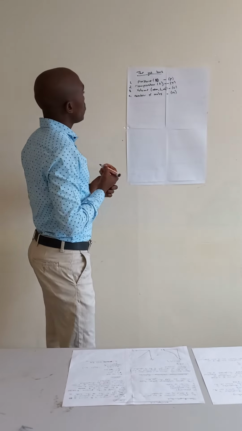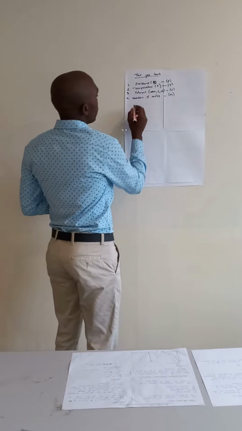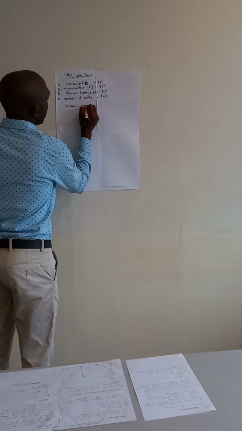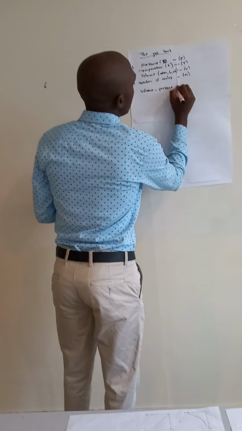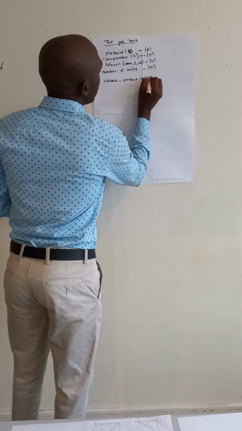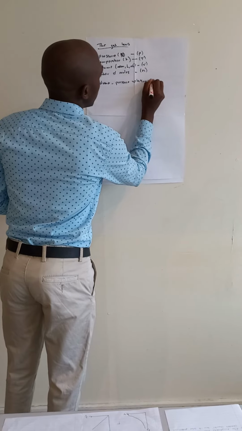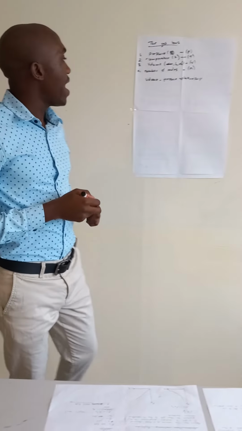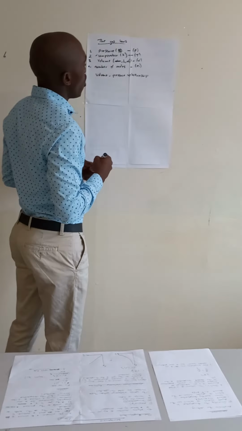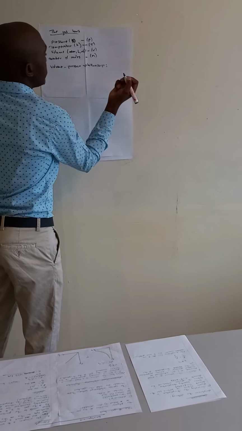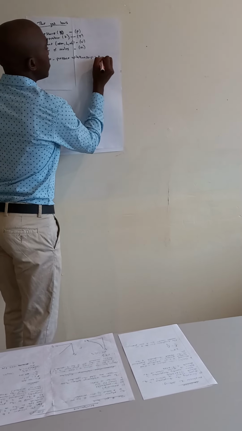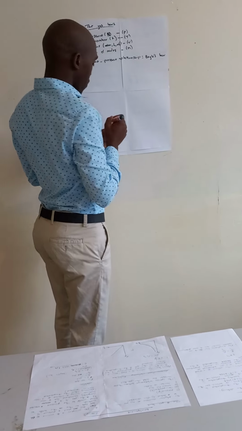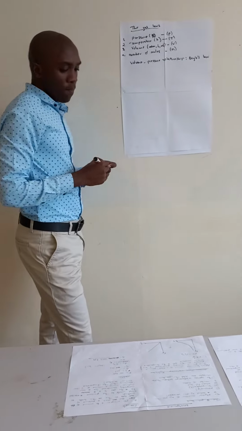For example, let's start with the volume and pressure relationship. Now this relationship was discovered by Boyle, and now it is known as Boyle's law. He is the one who came up with this, who discovered this relationship.